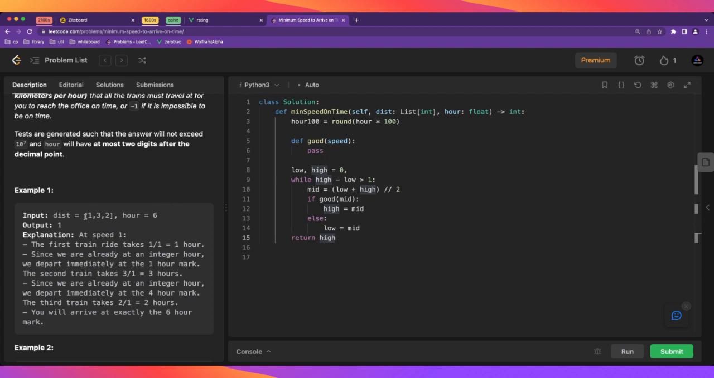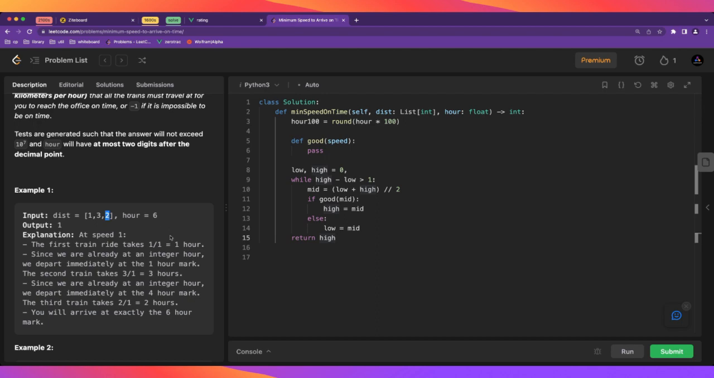So what I'm saying is that if you set high, if your speed is higher than or equal to the maximum of the distances, then all of the times, the hours, are going to be 1. You're going to need n. Well, there's the exception of the last one, because on the last one you don't need to wait for the next train, because there is no next train. So in that case, you just divide by the speed, and that gives you the time it takes for the last train to get to the office.